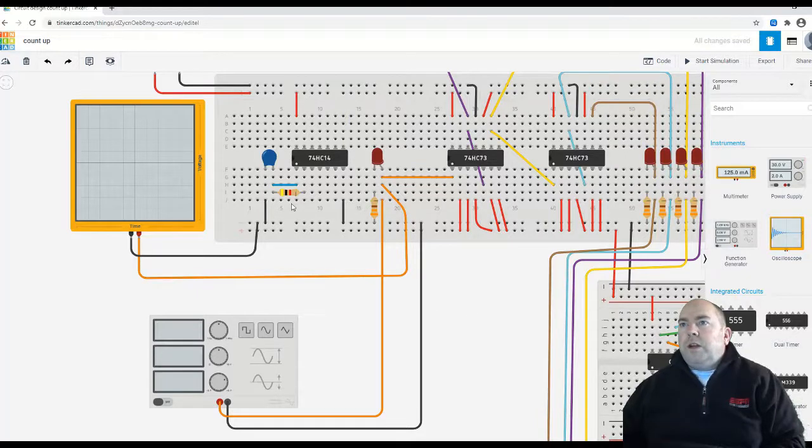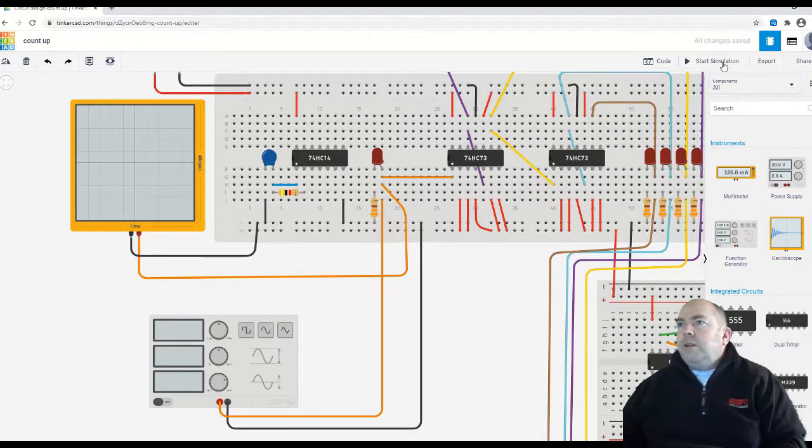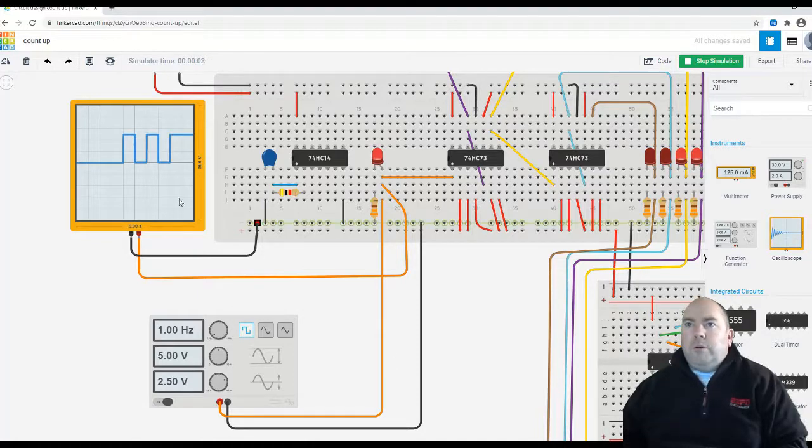So this is now disconnected from our system, and we are running off of this function generator. Let's look at the properties of this. We are going to run 1 hertz, 5 volts. That's good. We're going to do a square wave. We can do all these different forms, but we're going to run a square wave like this. And let's start our simulation. You'll see that we are now running a perfect 1 hertz waveform here. Pretty much exactly the same as we were generating off of here, except we can dial in exactly 1 hertz off of here.